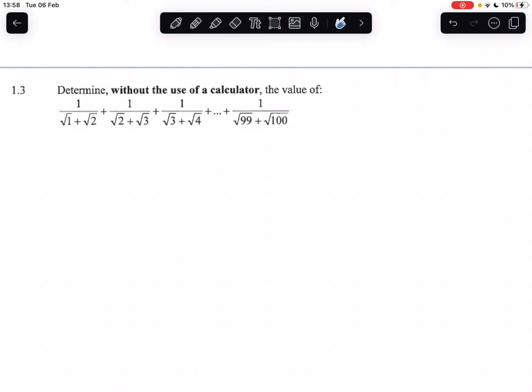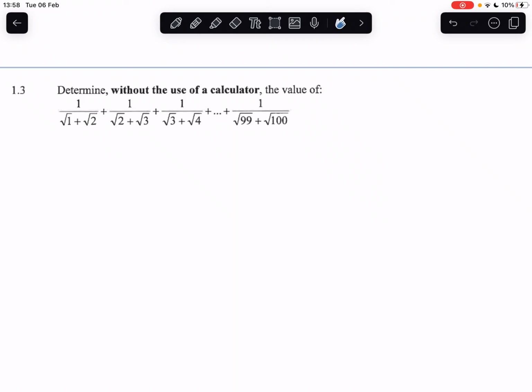Right, question 1.3. Determine, without the use of a calculator, in bold, the value of 1 over root 1 plus root 2, plus 1 over root 2 plus root 3, plus 1 over root 3 plus root 4, plus and so on, plus 1 over root 99 plus root 100. Okay, so I'm just going to say right up front that I have no idea what to do with myself.